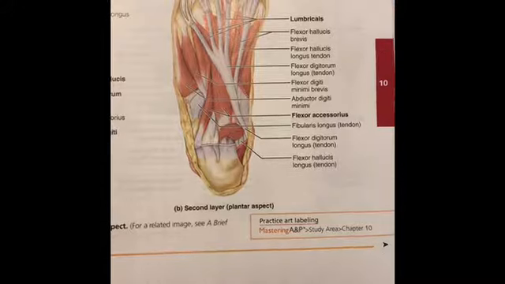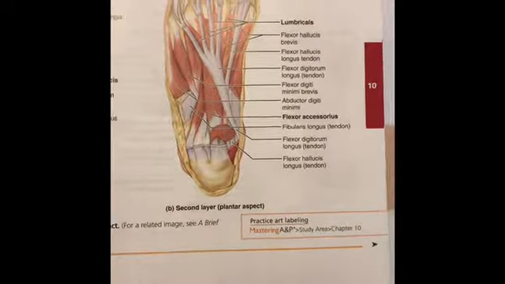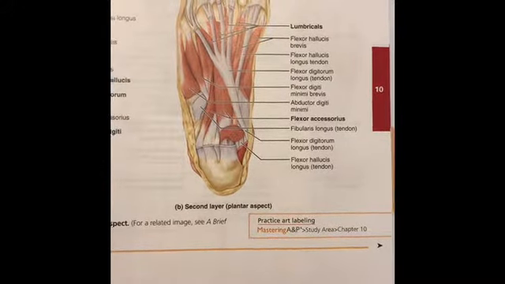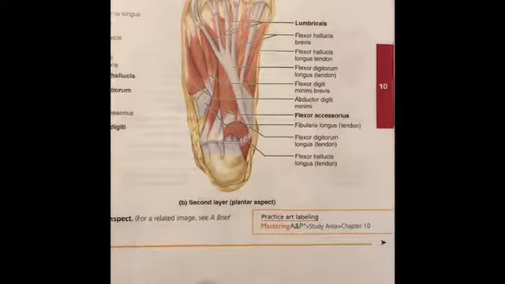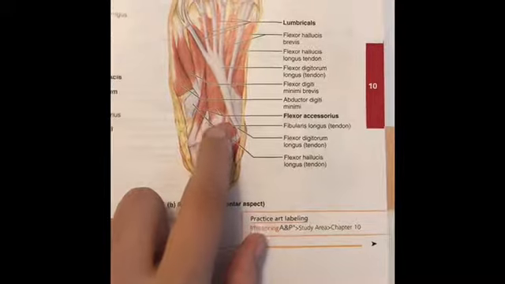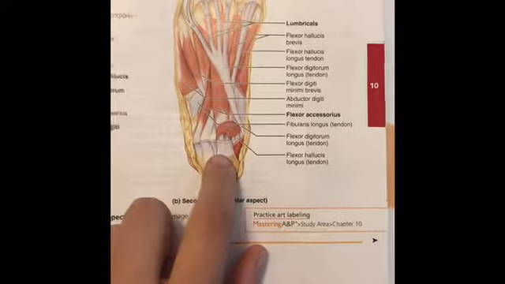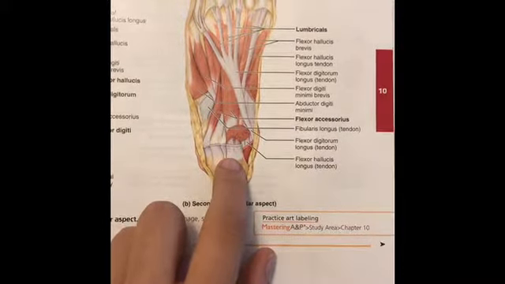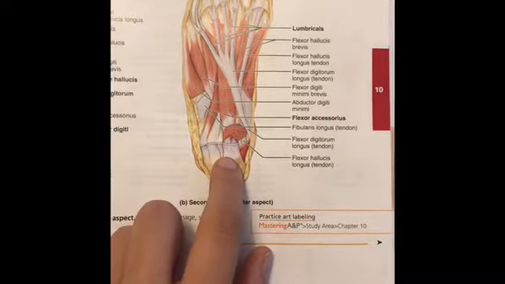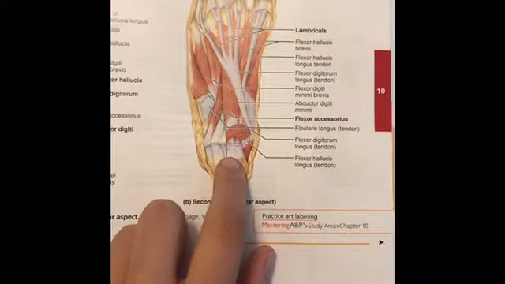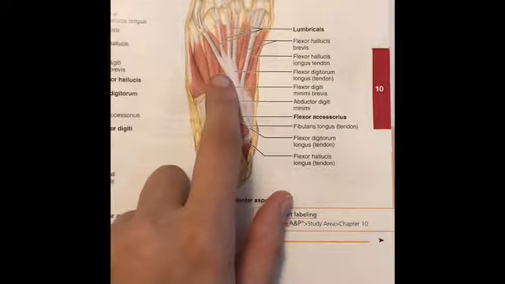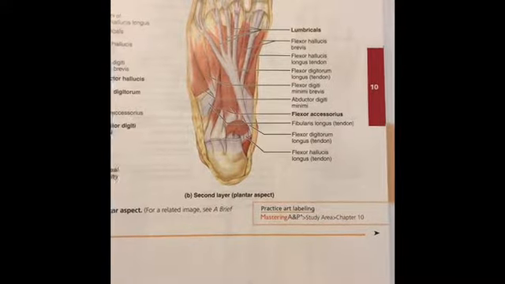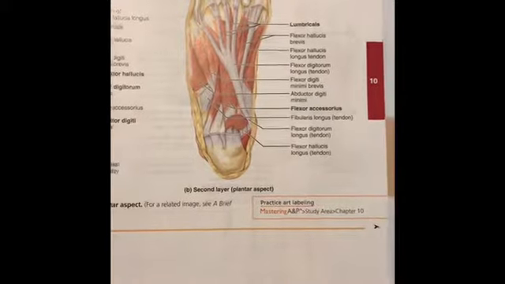Next is the flexor accessorius. The origin is the medial and lateral side of the calcaneus, down here. And then the insertion is the tendon of flexor digitorum longus in the mid-sole. The action is that it straightens out the oblique pull of flexor digitorum longus.